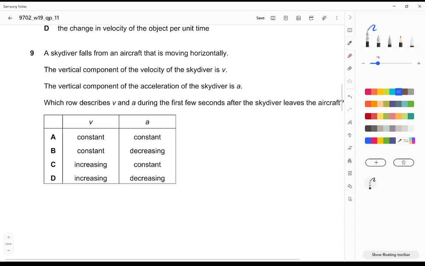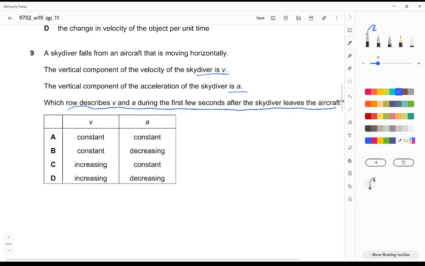Question number 9. A skydiver falls from an aircraft that is moving horizontally. The vertical component of the velocity of the skydiver is V. The vertical component of the acceleration is A. Which row describes V and A during the first few seconds after the skydiver leaves the aircraft? Just upon disembarking from the aircraft, the initial velocity is going to be 0, and the acceleration should immediately be at its maximum value. There is air resistance.